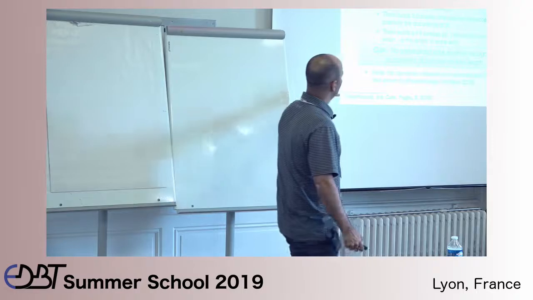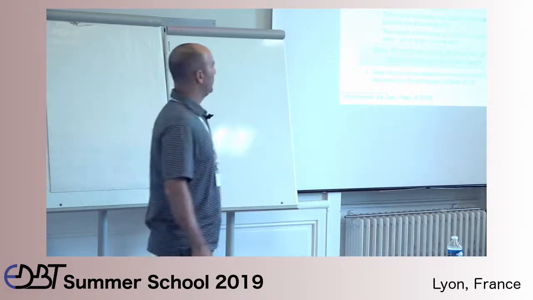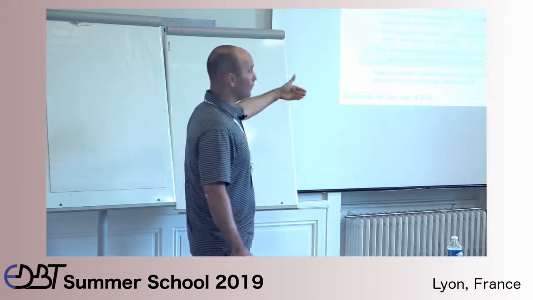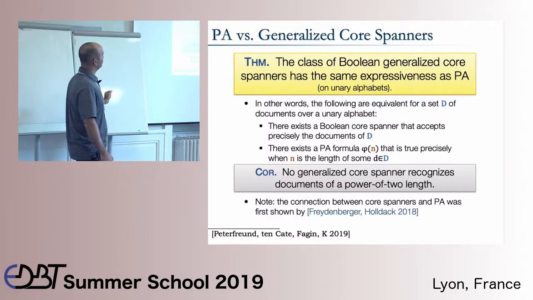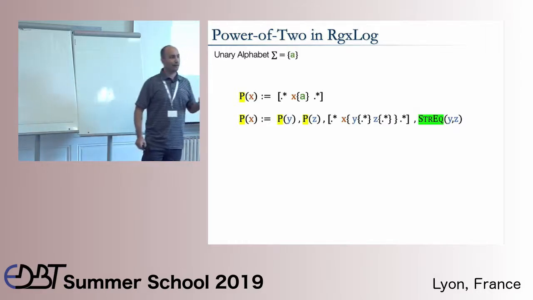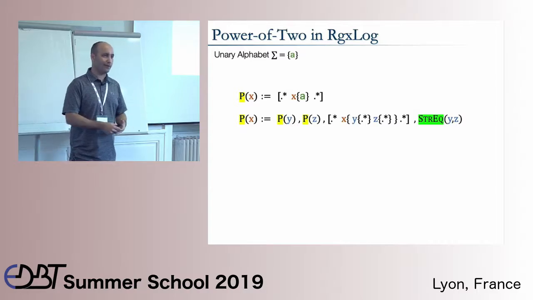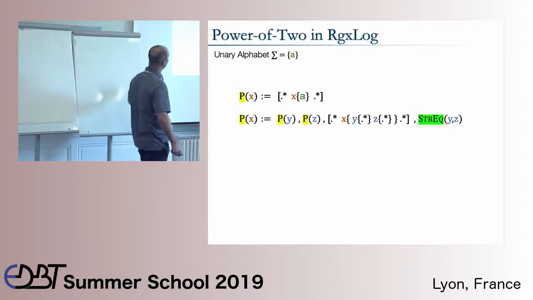All right. So this relationship to Presburger arithmetic is something that was already established before our work, but not on the generalized core spanners, just on the core spanners. Okay, so here is one thing that I can do with regex log, Datalog over regex formulas, that I cannot do, as we now understand, in the generalized core spanners. I can do power of 2.